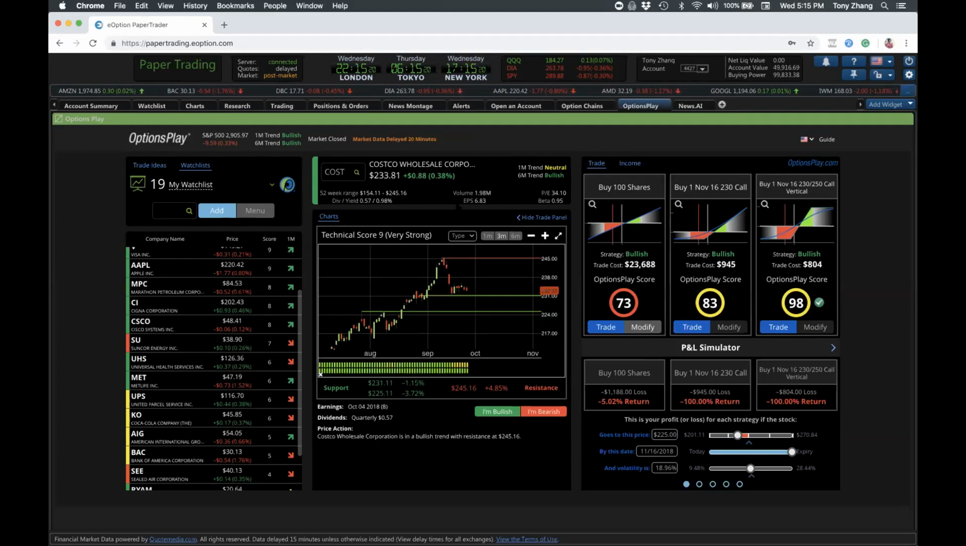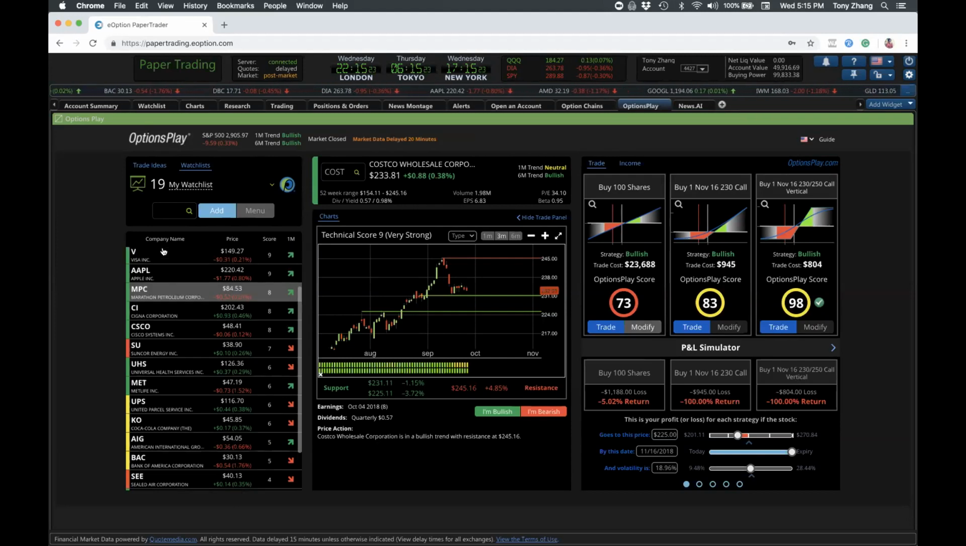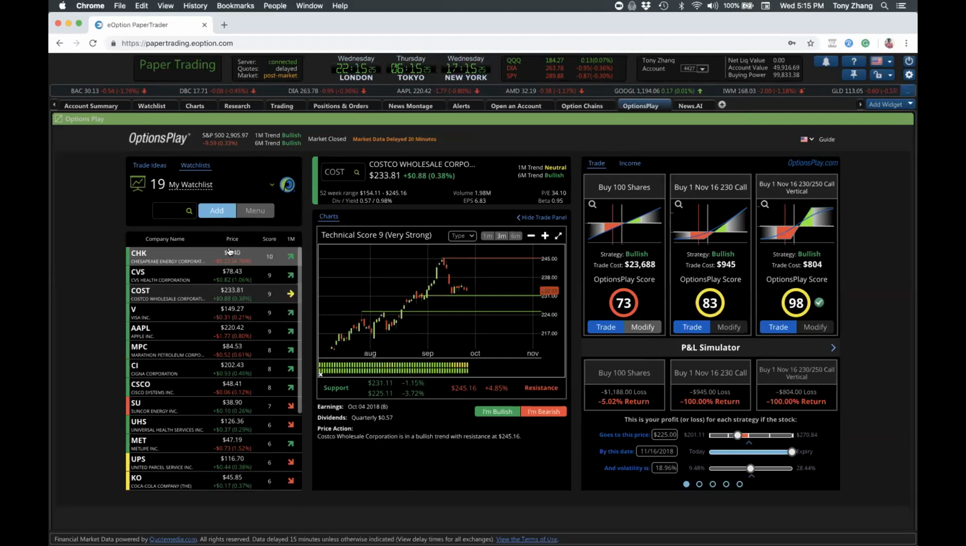How do I get the price, score, and 1 month columns in my watch list on the left side of my screen? It's already in there. Whatever symbols you type in, you'll automatically have a price, a score, and it'll always have the 1 month and 6 month trend.